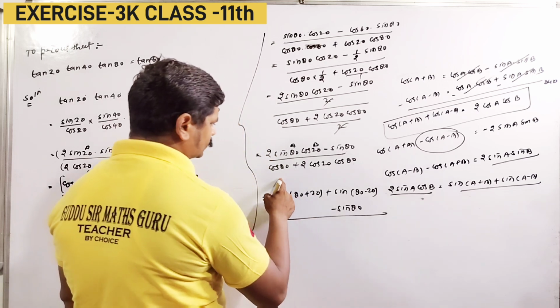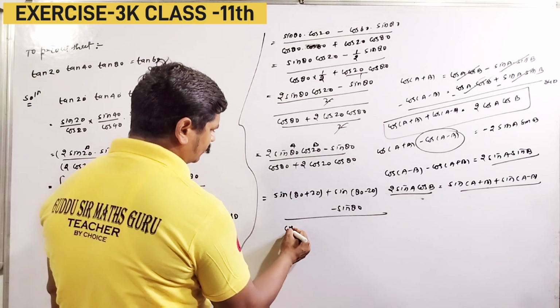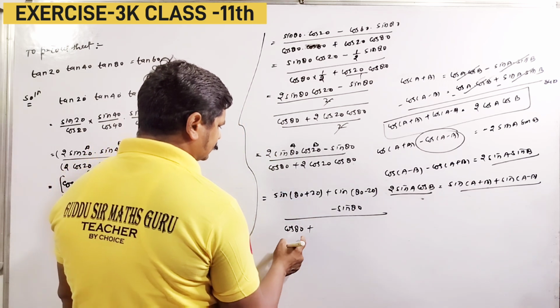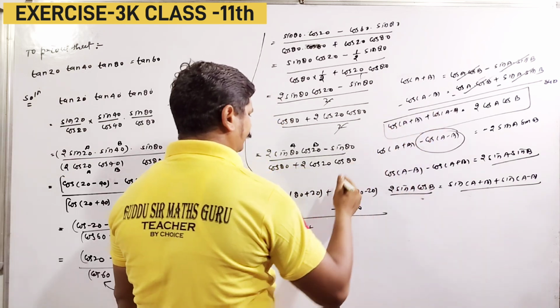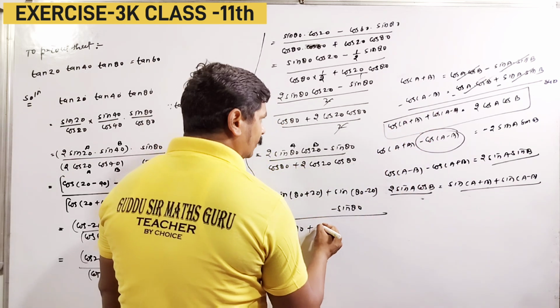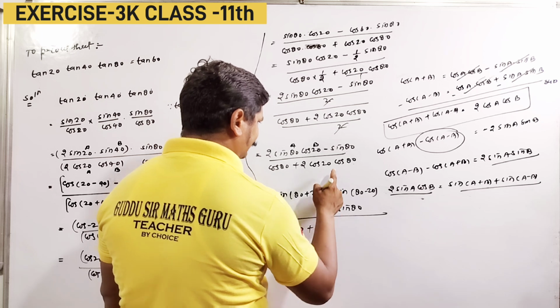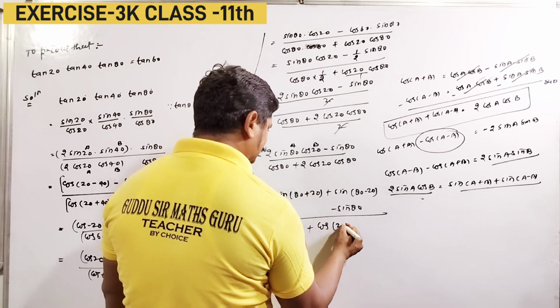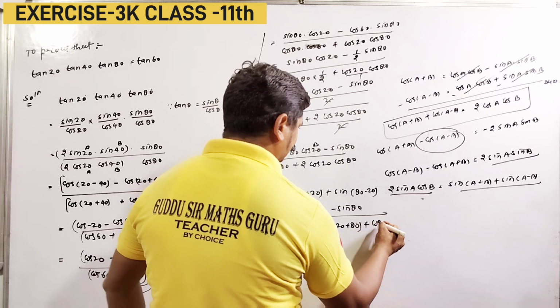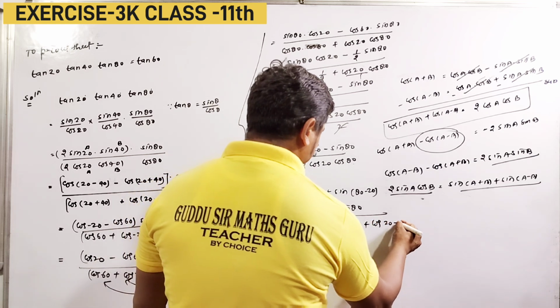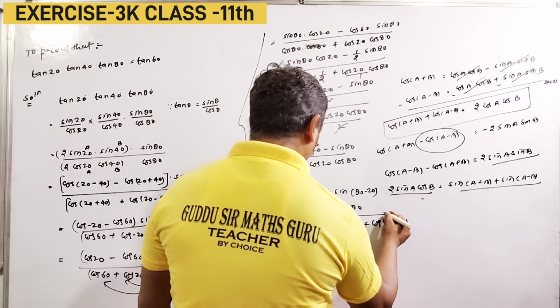And if we talk about the denominator, the same procedure, cos 80, and in place of this, as you know that formula you will apply here. So here you will write cos(A plus B), 20 plus 80, and plus cos(A minus B), 20 minus 80. This formula you will apply here, okay?